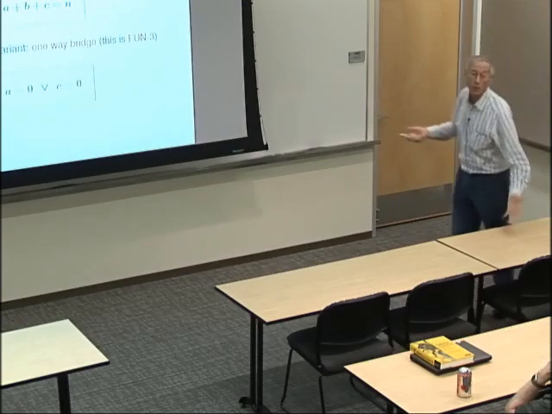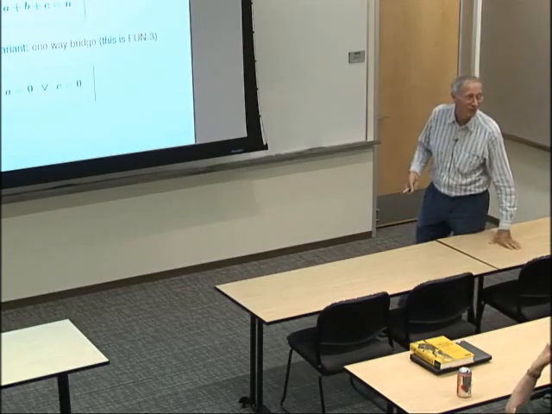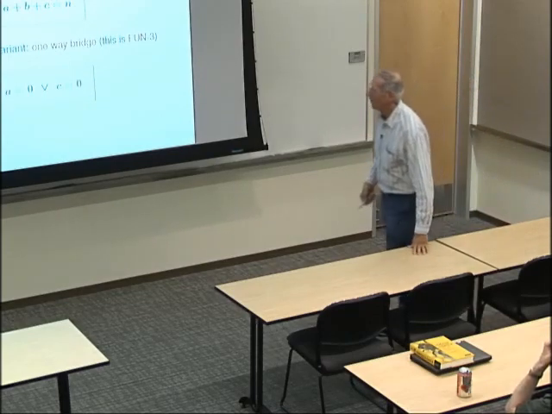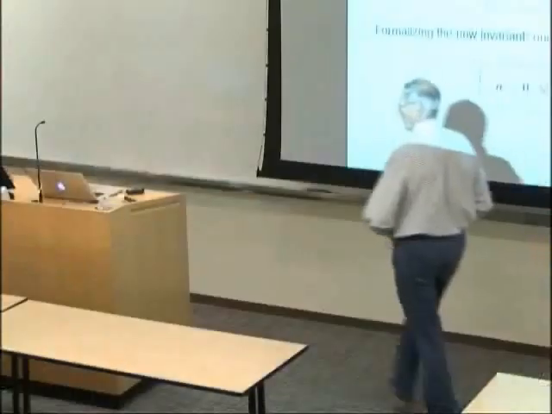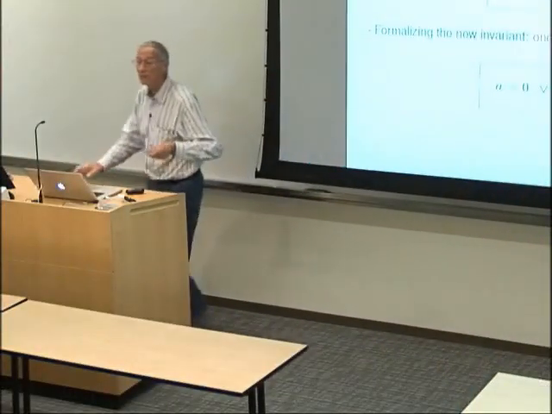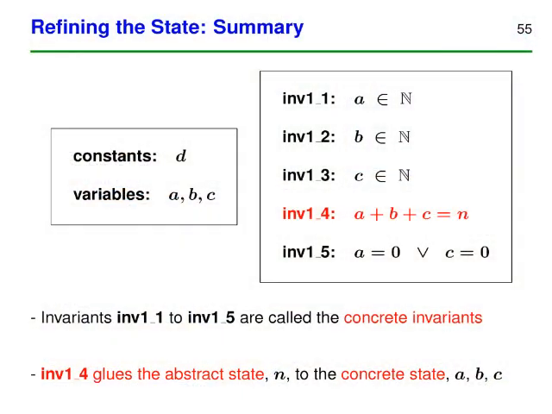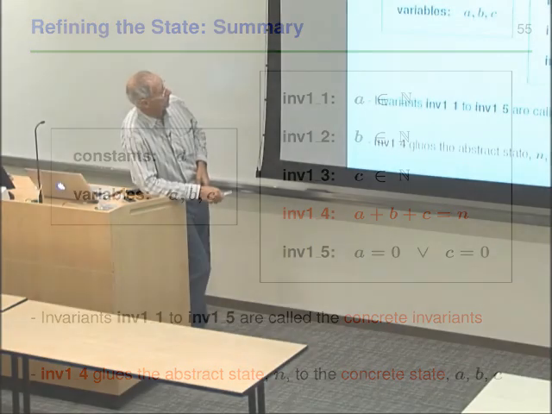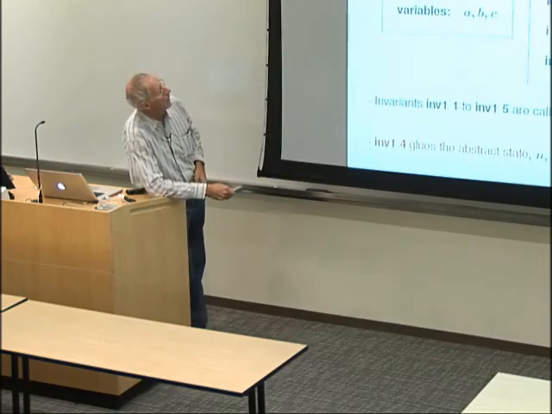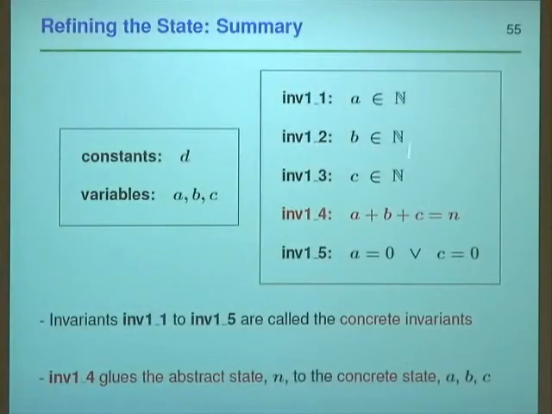And here it's a one-way bridge, A is 0 or C is 0. Okay, they cannot be positive together. And that's it. So this is the new system. So here again, this invariant is the concrete invariant. And this invariant is again the gluing invariant between the abstract variable n and the concrete variables a, b, and c.